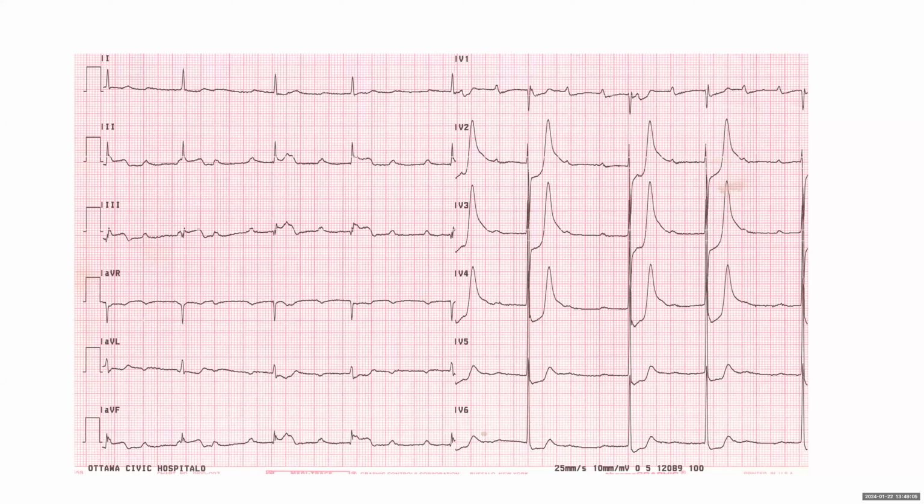Okay. Any other questions about this ECG? Again, this is not for the exam, just for real life. So when you have complete heart block, why do you get sinoatrial tachycardia?